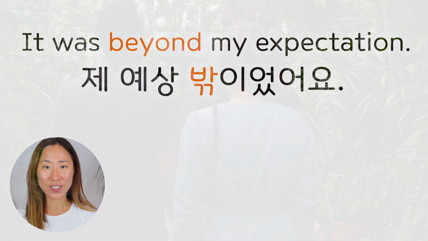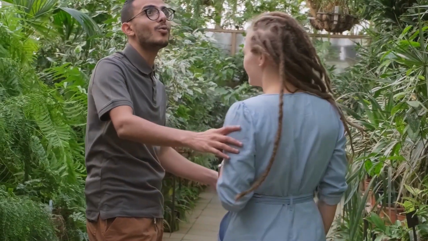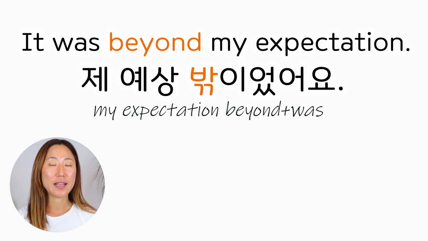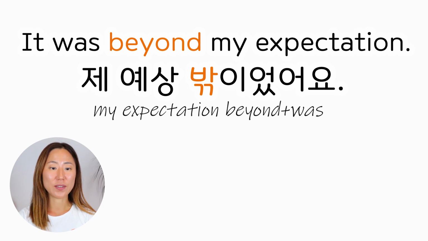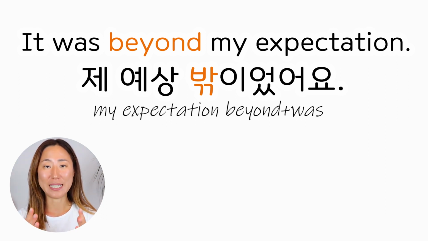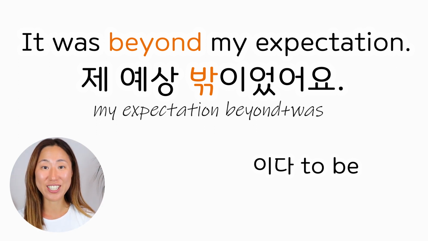제 예상 밖이었어요. It's beyond my expectation. 제, my, 예상, expectation, 밖, beyond. 이었어 is from a verb 이다 in the past tense. 제 예상 밖이었어요. It was beyond my expectation.